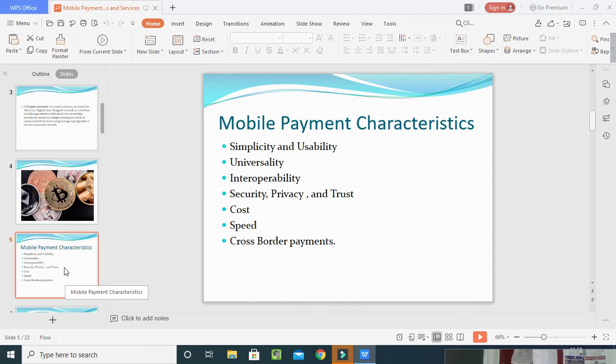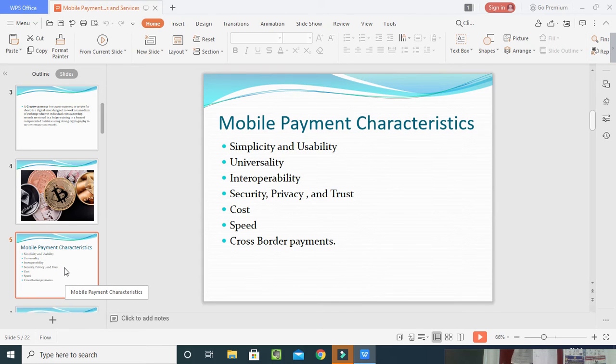Next one is cost. It will cost a little bit, but it saves your time and efforts. The speed is very high. As you know, we need an internet connection for all these mobile payments, and internet data should be there in our mobile so that the transaction can run in a simple and short way. Next one is cross-border payments.